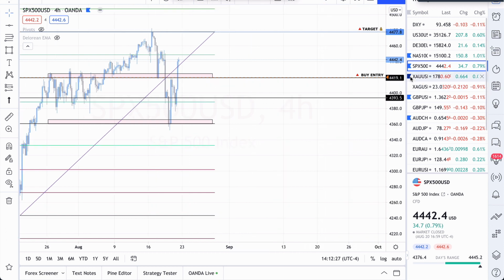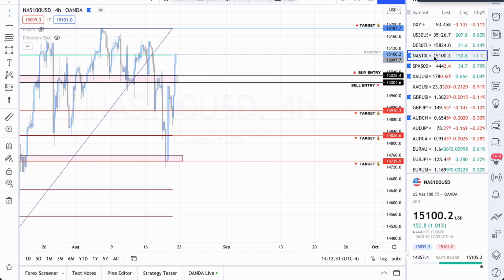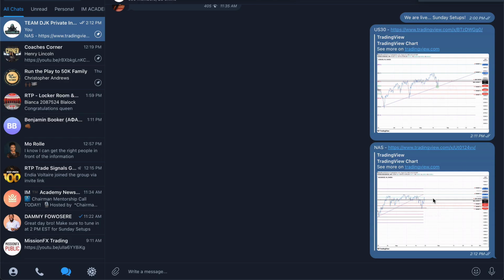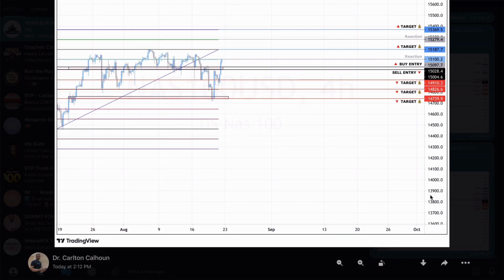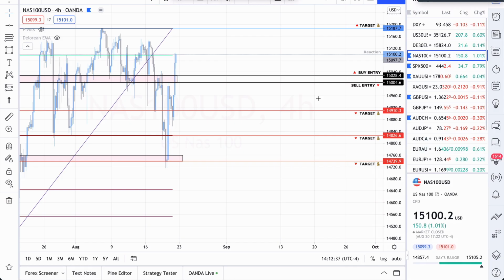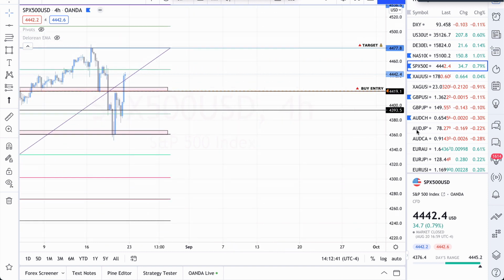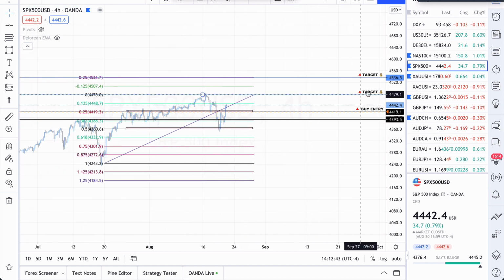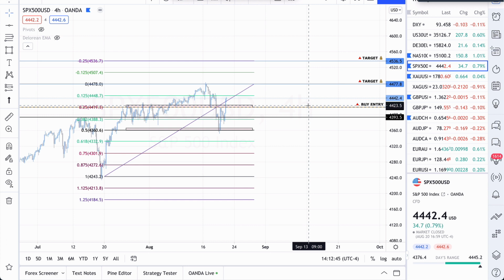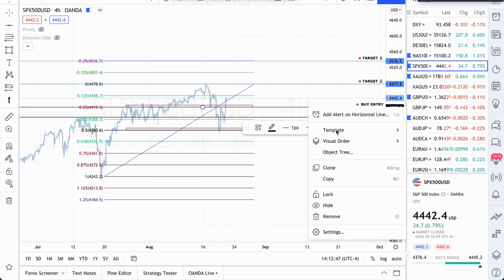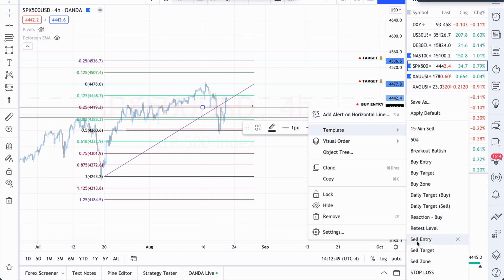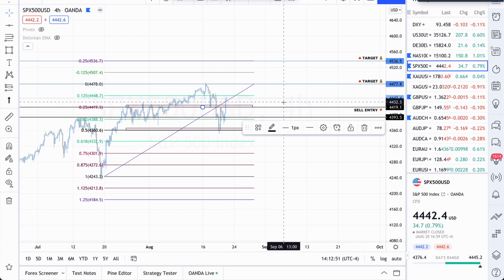Again, if you have questions while we do this, please come on and ask. Wait, is that Nas or SPX? Yep, good. All right, SPX, same. We'll make that a sell entry now and a buy entry right here.